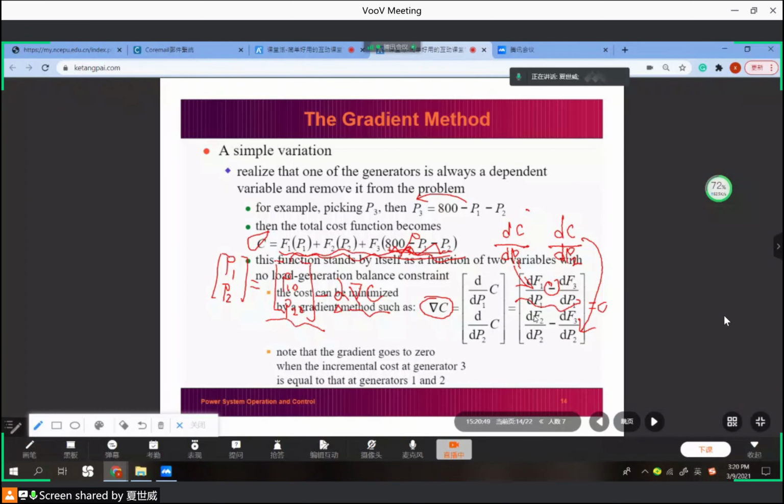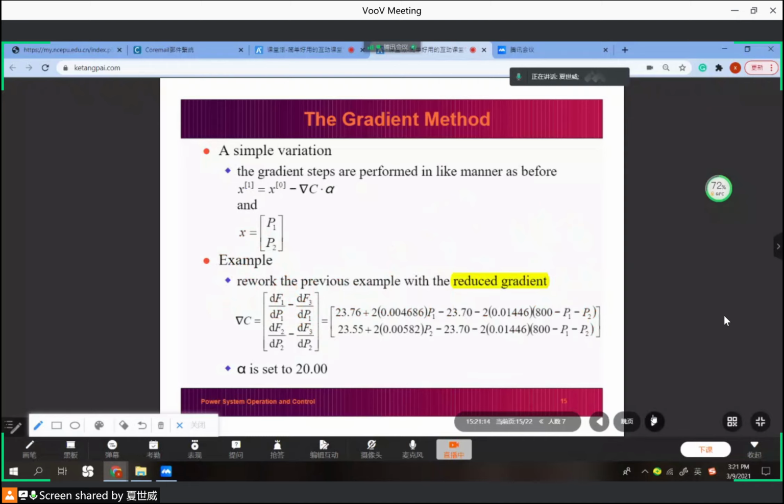And also, df2/dp2 minus this equals 0, which means df2/dp2 equals df3/dp2. That is, when the incremental cost at generator 3 is equal to that of generators 1 and 2.